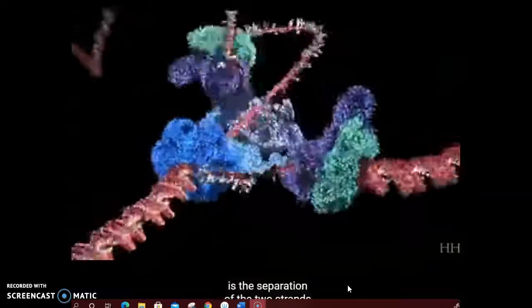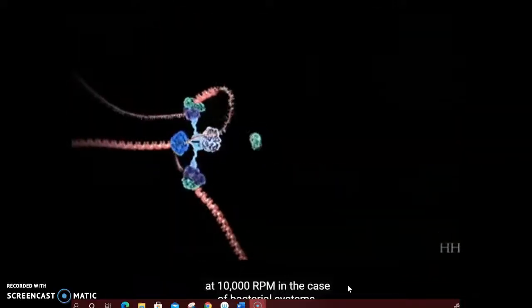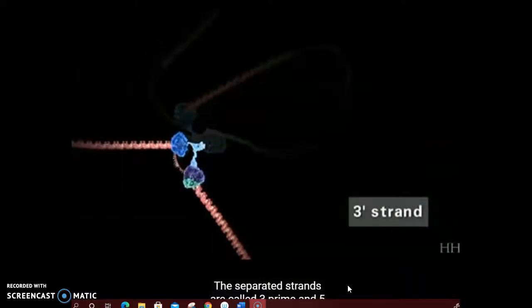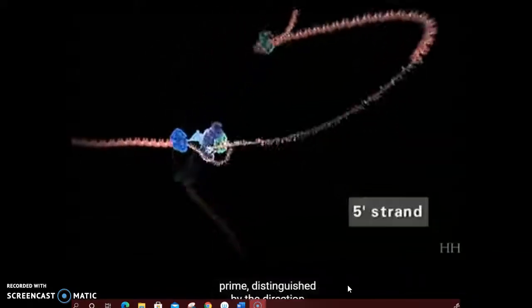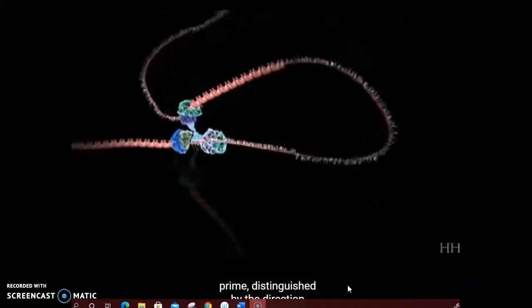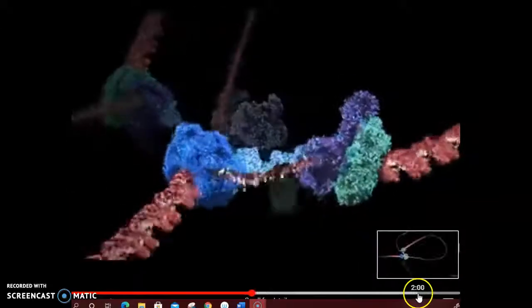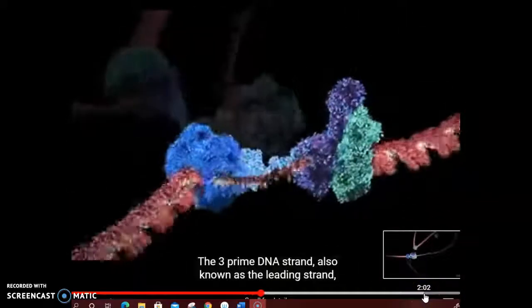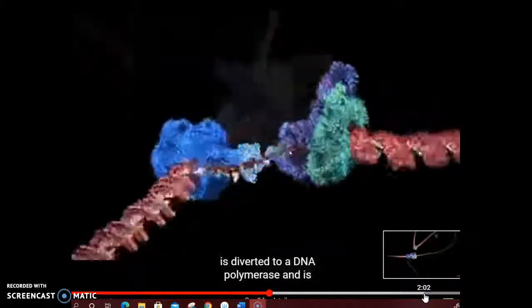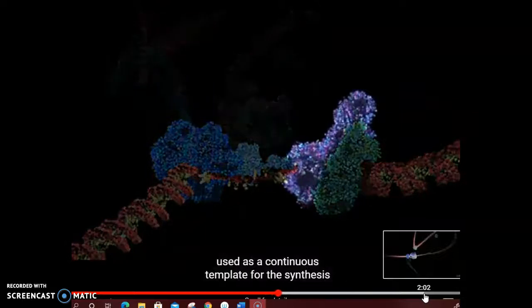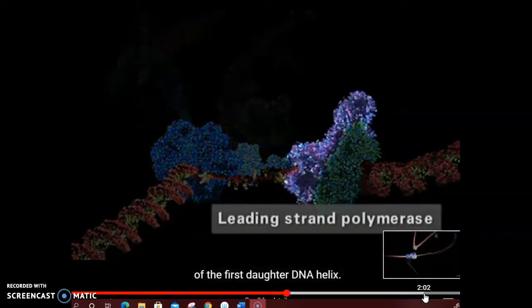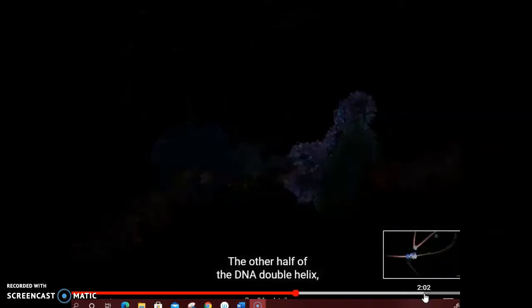The first step in DNA replication is the separation of the two strands. The enzyme is called helicase. It spins the DNA to unravel it, 10,000 RPMs in the case of bacterial systems. The separate strands are called the 3' and the 5', distinguished by the direction in which their component nucleotides join up. The 3' DNA strand, also known as the leading strand, is diverted to DNA polymerase and is used as a continuous template for synthesis. That's the one that I said is done continuously.